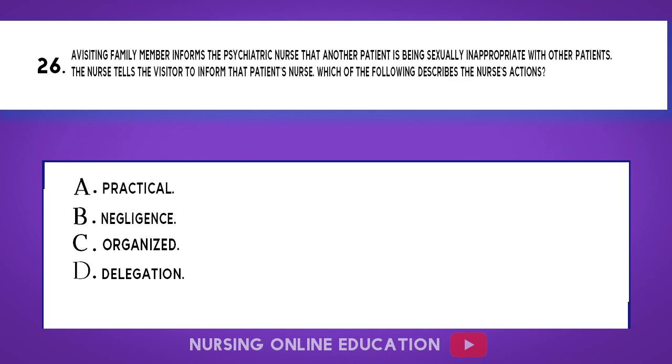26. A visiting family member informs the psychiatric nurse that another patient is being sexually inappropriate with other patients. The nurse tells the visitor to inform that patient's nurse. Which of the following describes the nurse's actions? A. Practical, B. Negligence, C. Organized, D. Delegation. The answer is option B, negligence.